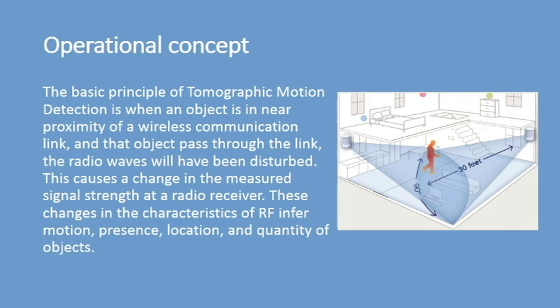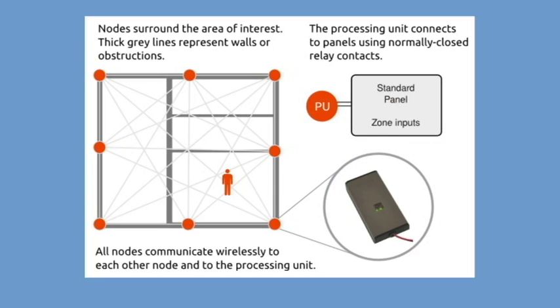Operational concept. The basic principle of tomographic motion detection is when an object is in near proximity of a wireless communication link and that object passes through the link, the radio wave will be disturbed. This causes a change in the measured signal strength at a radio receiver. These changes in the characteristic of RF inform motion, presence, location, and quantity of objects.